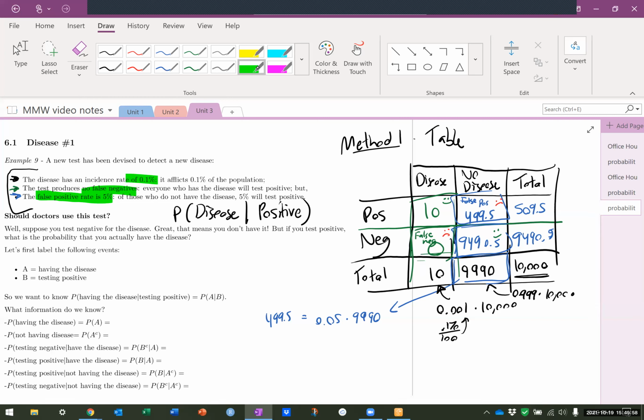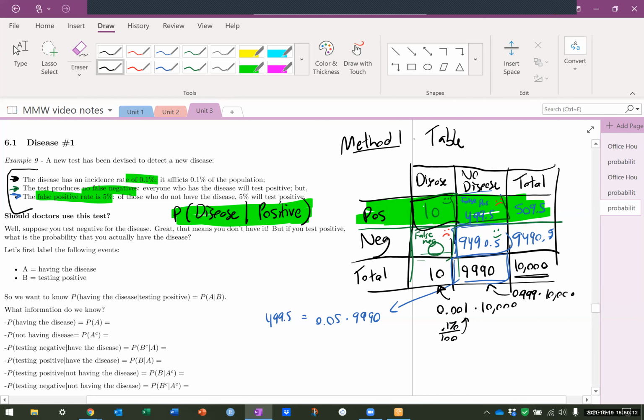So finding the probability of having the disease given positive: I tested positive, given positive, that's going to be this column here. So the probability of having the disease given positive will be 10 over 509.5. So that ends up being 0.0196, so 1.96%, about 2% is the probability of having the disease given that you test positive.